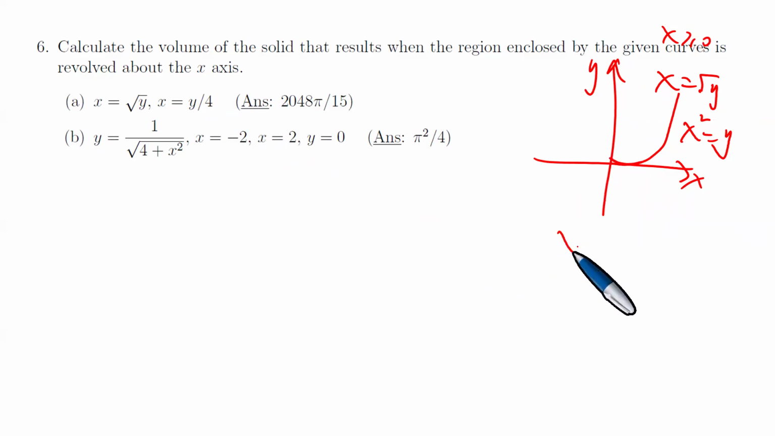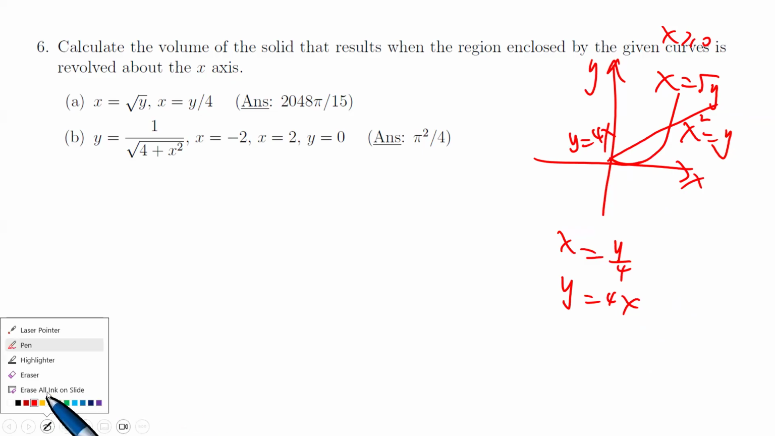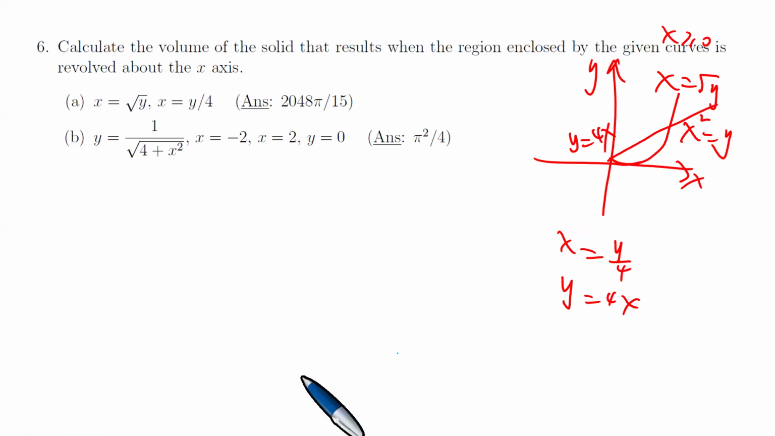And then you have x is equal to y over 4, so y equals 4x. And therefore this is y equals 4x. Take a look. And then now I have this.